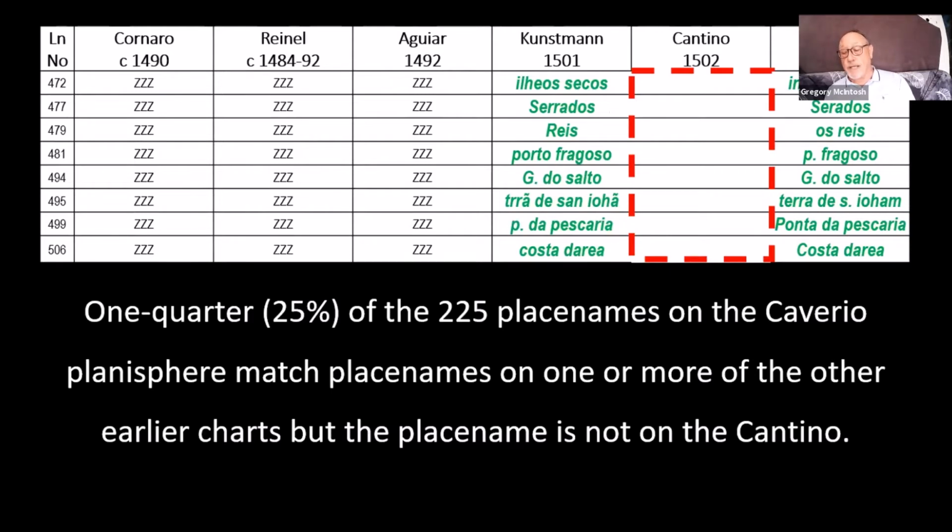These 56 place names on the Carvalho planisphere are 25%, a full quarter of the 225 place names on the Carvalho planisphere. This is an argument, perhaps a strong argument, for the Carvalho planisphere not being directly derived from the Cantino, but instead deriving its African place names from the same or similar sources as the other earlier charts, but through a different manuscript tradition or lineage.